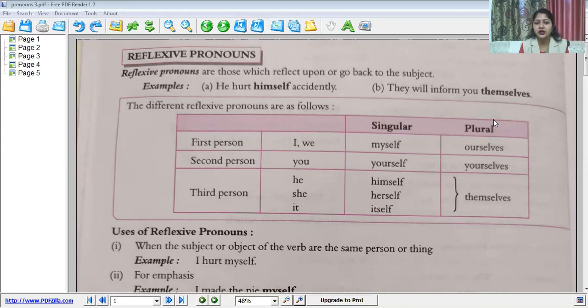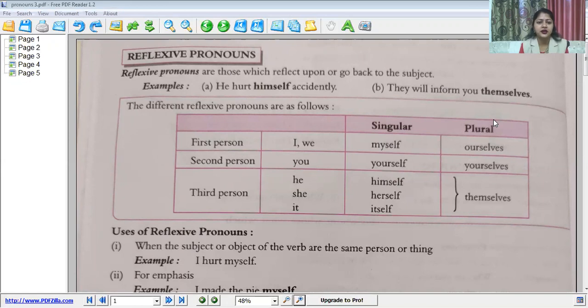Now we are talking about the action that reflects back on the subject. What is the subject here? He. So himself has become the reflexive pronoun. She hurt herself accidentally. They hurt themselves accidentally. Okay. We hurt ourselves accidentally. Now we'll see there is another example. They will inform you themselves.